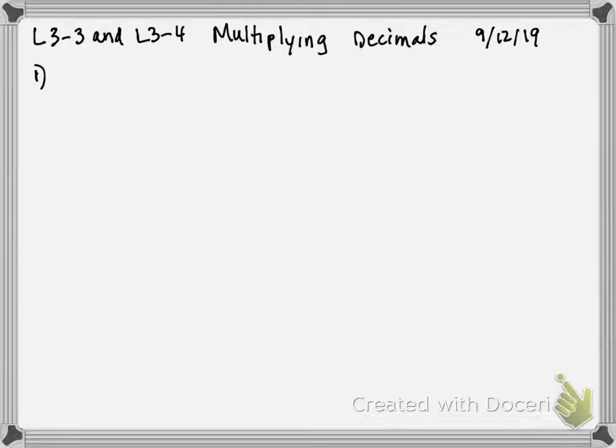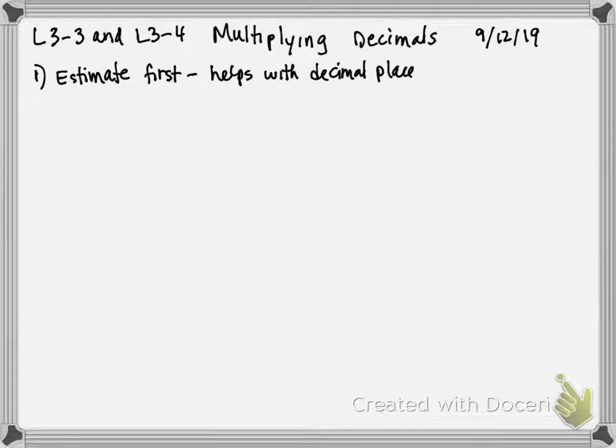Number 1, we're going to estimate first. What we did practicing in our notes from yesterday was estimating products. Again, it's even more important to do estimation with multiplication than it is with adding and subtracting, because the most common mistake is to misplace your decimal point. So this will help you eliminate that. Estimate first, and this helps with decimal placement. I think I had that in our notes from yesterday as well. And I'm going to highlight this.